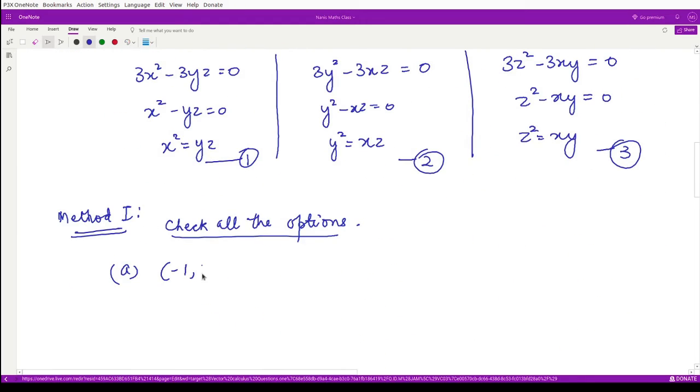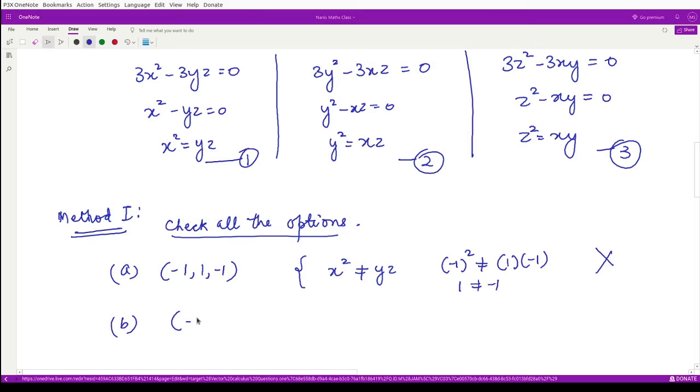So we have minus 1, 1 and minus 1. When you substitute this point here, you can clearly observe that the quantity x square is not equal to yz, because minus 1 square is not equal to 1 into minus 1, right? Obviously. So this option is incorrect.